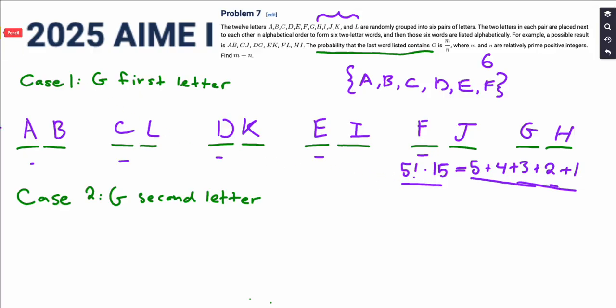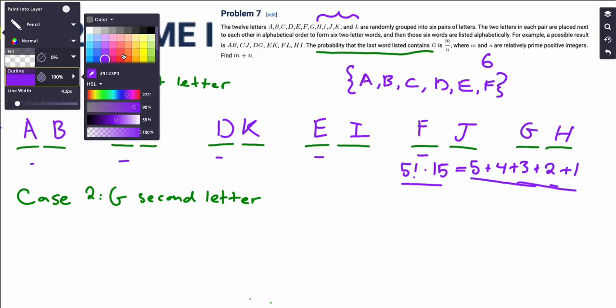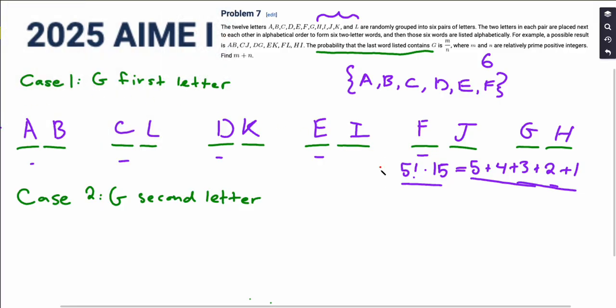Now, 15 times 5 factorial will give us our total for case 1. 5 factorial is 120, times 15 gives us 1800. So that is our total for case 1. Let's look at case 2, where G is the second letter of the last word.